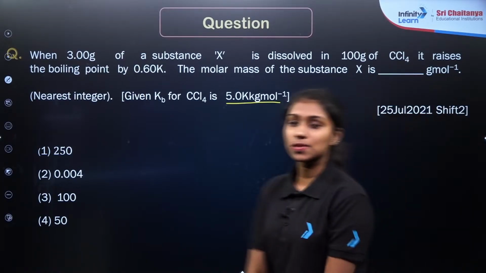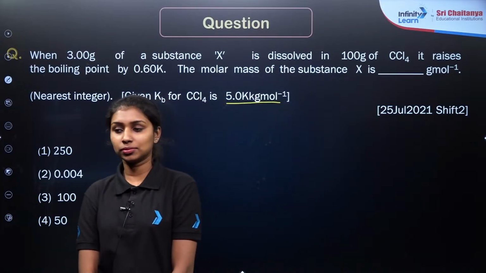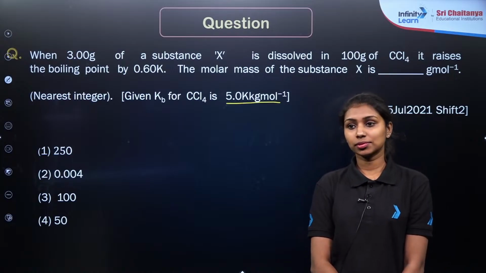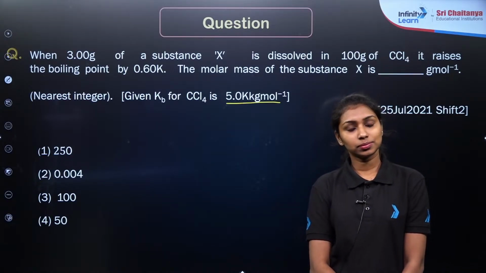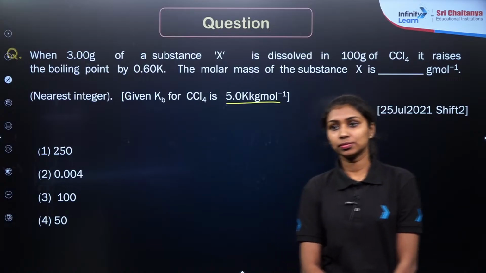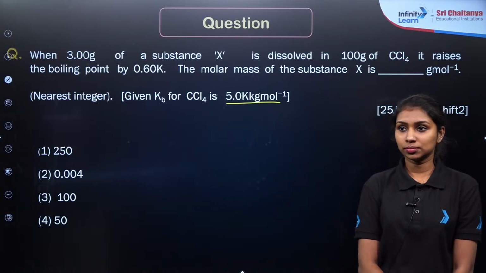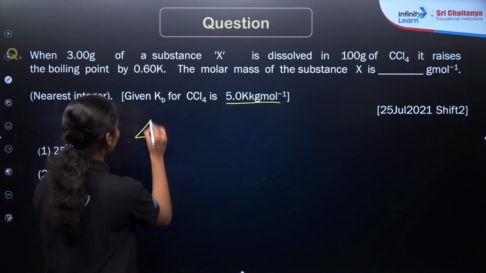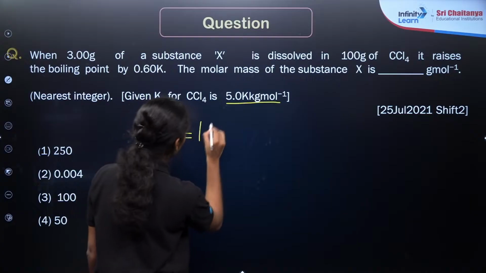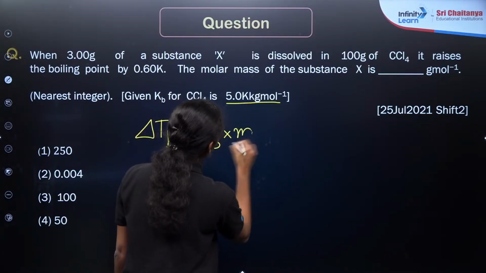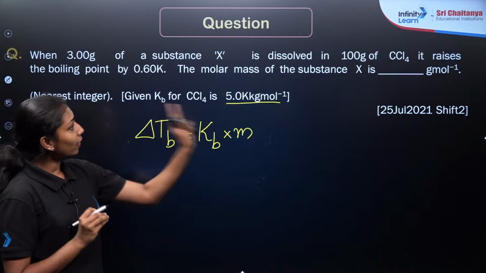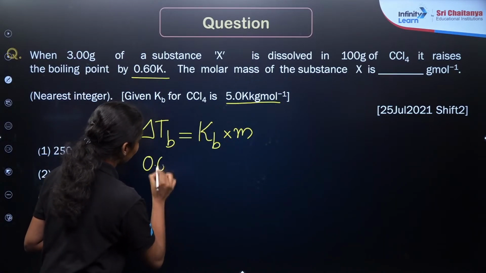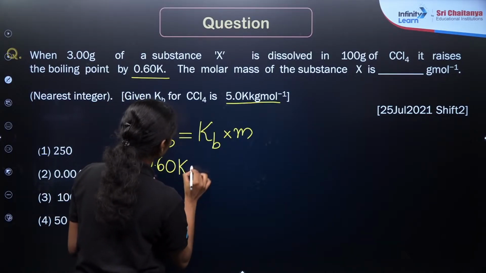Okay, what will be the answer for this question? We need to apply the equation here, right? Delta Tb is equal to Kb into m, where Kb is the elevation constant and m is the molality. When you read this question, the delta Tb value is given as 0.60 Kelvin. We don't need to calculate it using Tb minus Tb naught here.